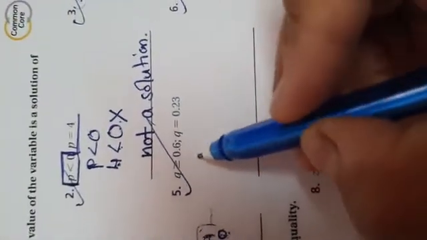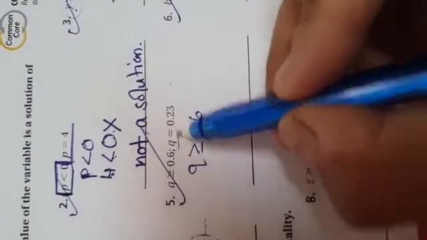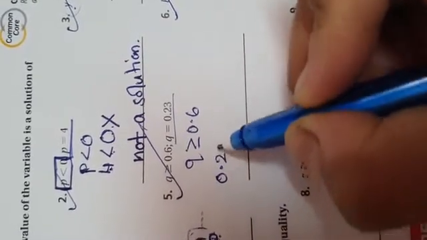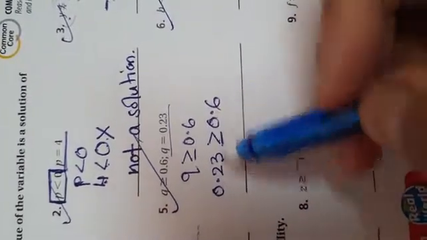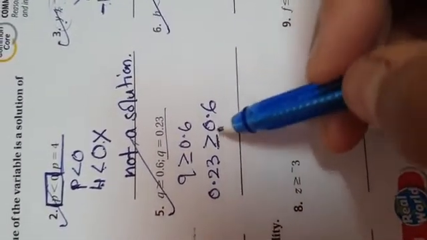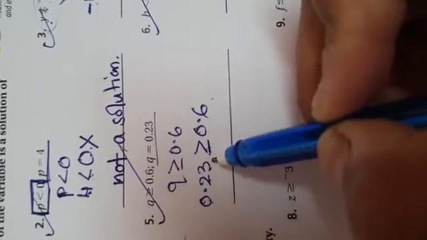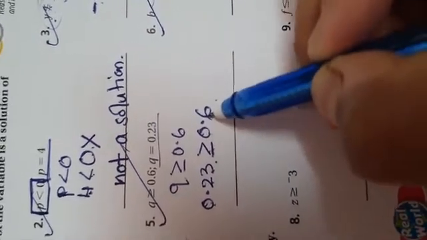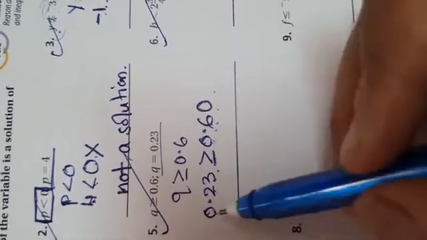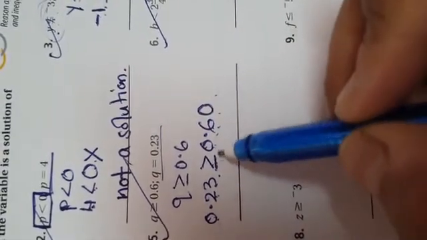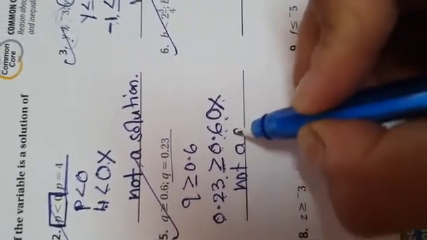Okay, the next question we have, q is greater than or equal to 0.6, and the solution given for us is 0.23. Is 0.23 greater than or equal to 0.6? Now how can we know that? If you look at this side, we have 1, 2, 3 digits. Here we have 1, 2. So to make it 3, I'm going to add another 0, which means it is 0.60. Now is 0.23 greater than or equal to 0.60? Of course not. So again, it is not a solution.